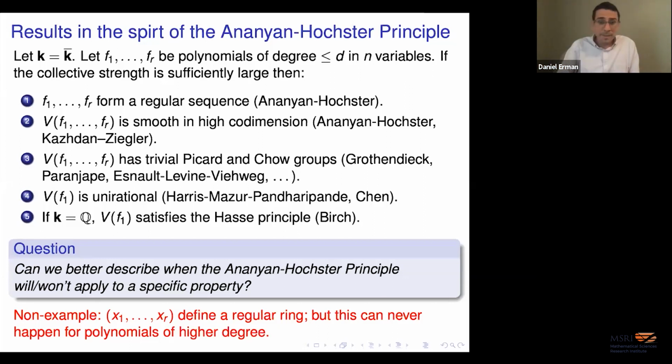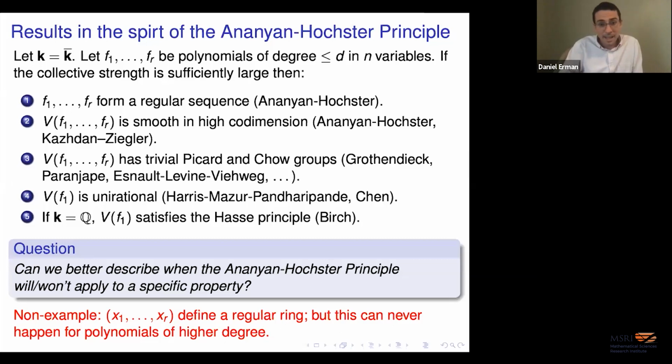There are even some interesting geometric consequences. Just looking at one polynomial, the vanishing of a polynomial of high enough strength will be unirational. This follows from work of Harris, Mazur, Pandharipande, and then follow-up work of Chen. And again, the vanishing of x1 is of course unirational. It's just a linear space. So I see this as kind of in the spirit of this principle: a property of V(x1) is passing to a hypersurface of high strength.